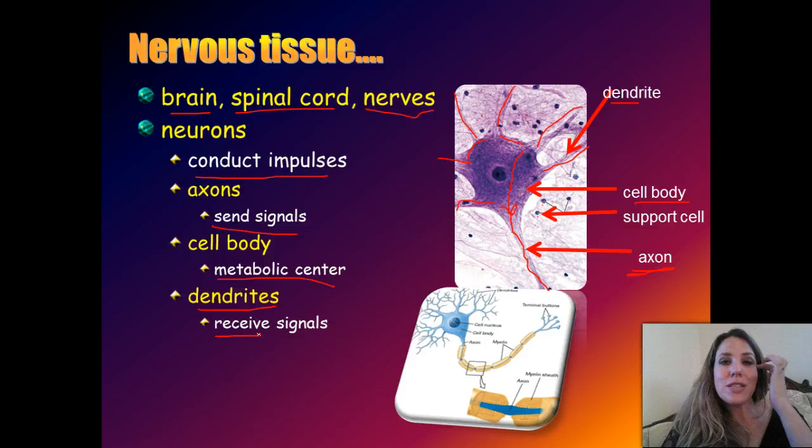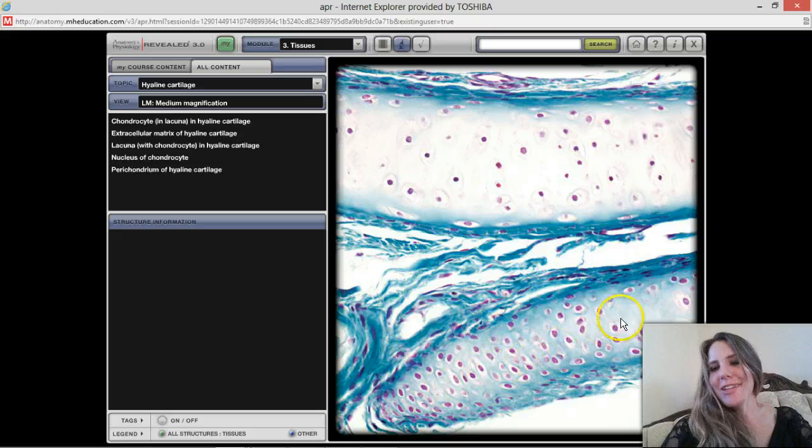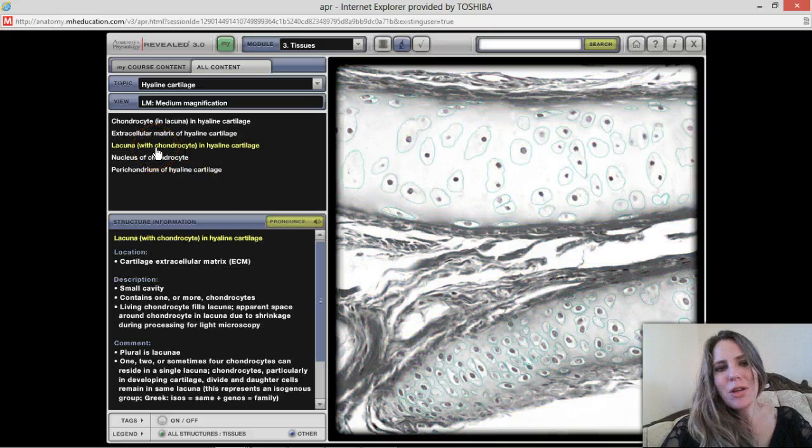So that's nervous tissue. So what I want to do right now is just go over some pictures of tissues and just have you try to identify them. What do we have here? Hyaline cartilage. So notice these lacunae with, in fact, okay, so let me highlight these.